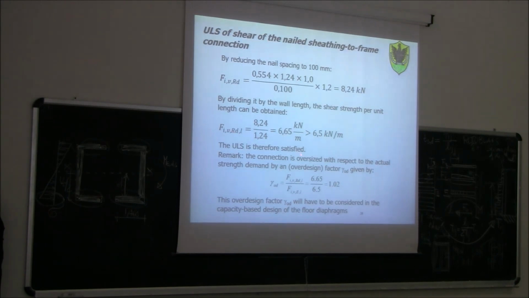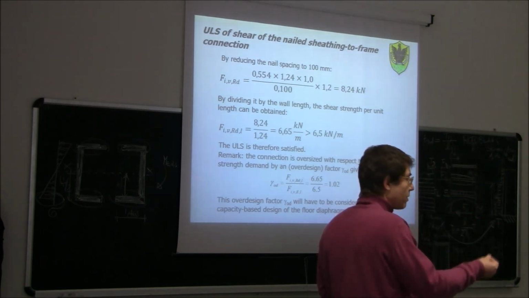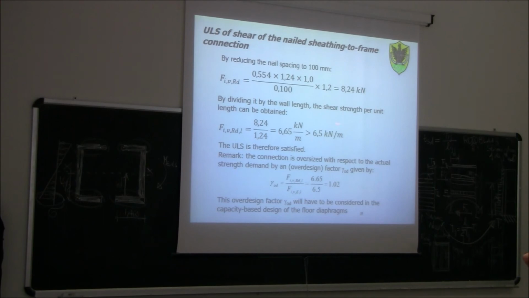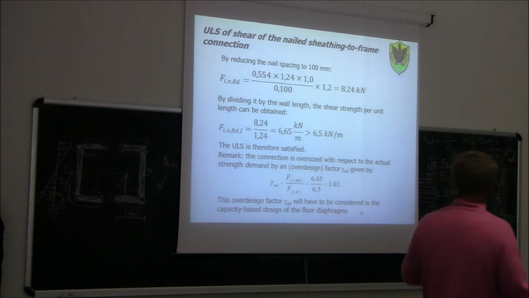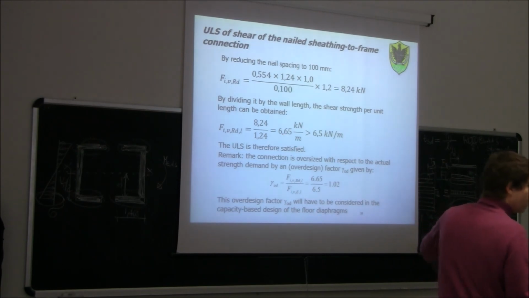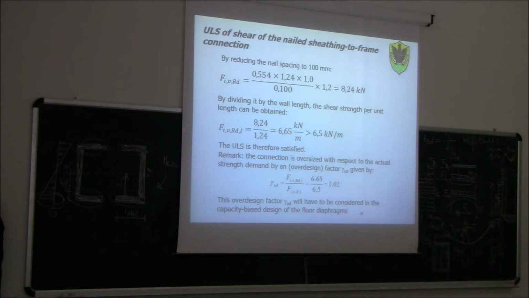Note that now the connection is slightly oversized with respect to the actual strain demand by another design factor. You see, this is the strain demand 6.5, this is the actual strain capacity. So 6.65 divided by 6.5 is 1.02. What is this 1.02? It's what we call the over design factor. So my shear connection is slightly oversized with respect to the minimum value that I need. Strictly speaking, I should have put not one nail every 100 millimeter, but probably one nail every 102 millimeter. If I put one nail every 102 millimeter, we get here 6.5, exactly the same as this. Since I don't put 102, because it doesn't make any sense, I put 100, and there is a slight oversizing of the nail connection. This over design factor is 1.02.